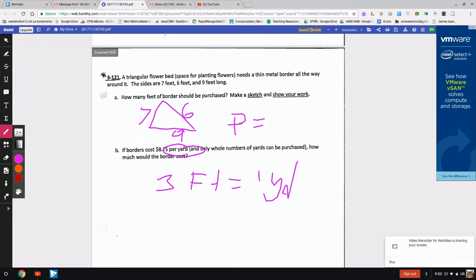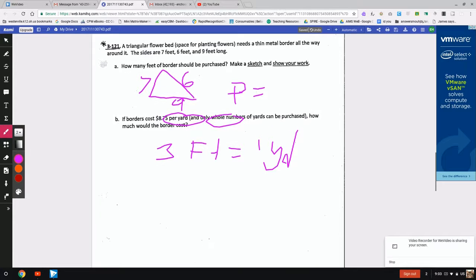You're going to get a number that's not even there, so you're going to probably have to buy a little more because you have to buy in whole numbers, they said. So make sure you multiply that by the 3.